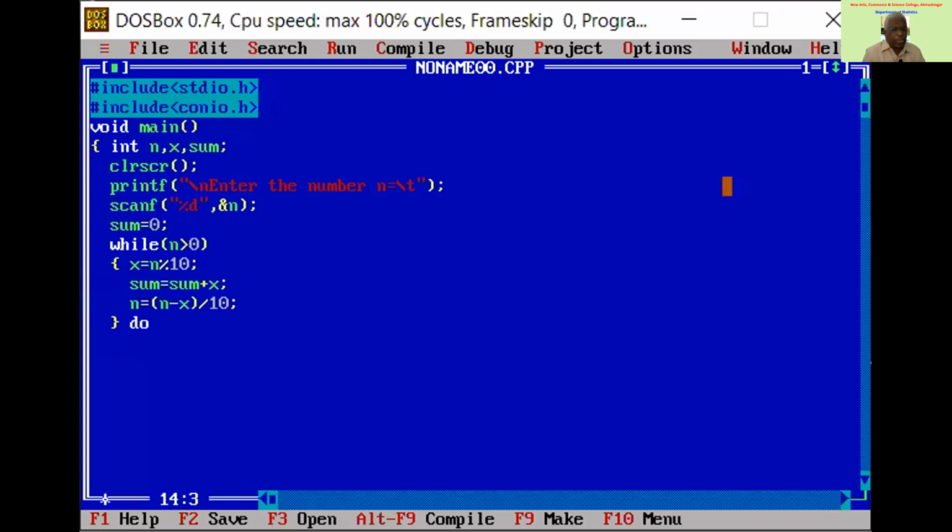Write down printf, sum of the digits in percent d is percent d, semicolon, double inverted comma, comma, n, comma, sum. Bracket complete, yes, getch, and close the opening curly bracket. So this is the program.